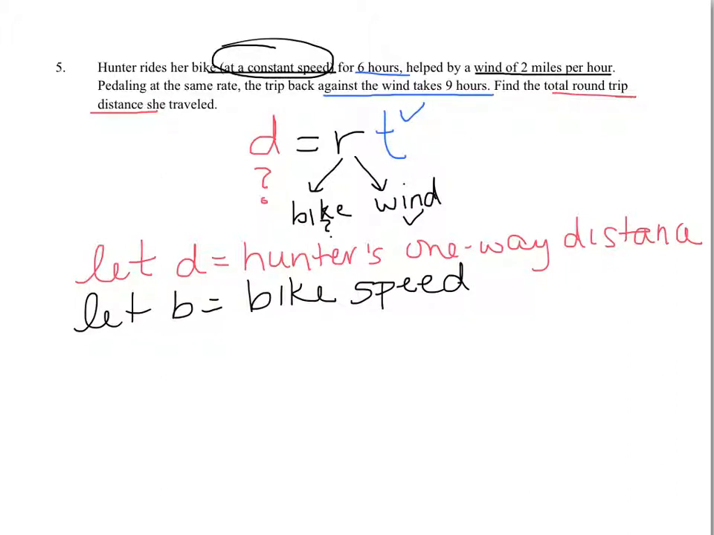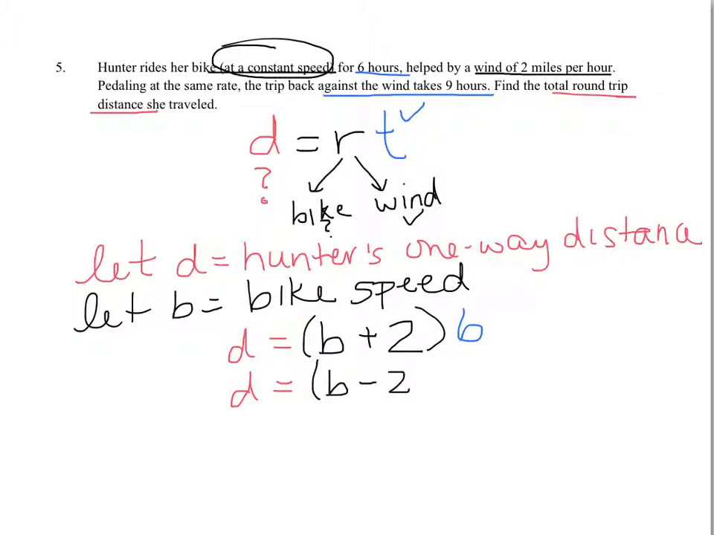Taking all this into account, we have D equals, remember traveling with the wind, Hunter's bike speed plus the wind speed of 2 miles an hour times her time traveling with the wind, 6 hours, is one equation. The second equation is on the way back: her distance is equal to her bike speed minus the wind speed times the 9 hours that it takes to travel.